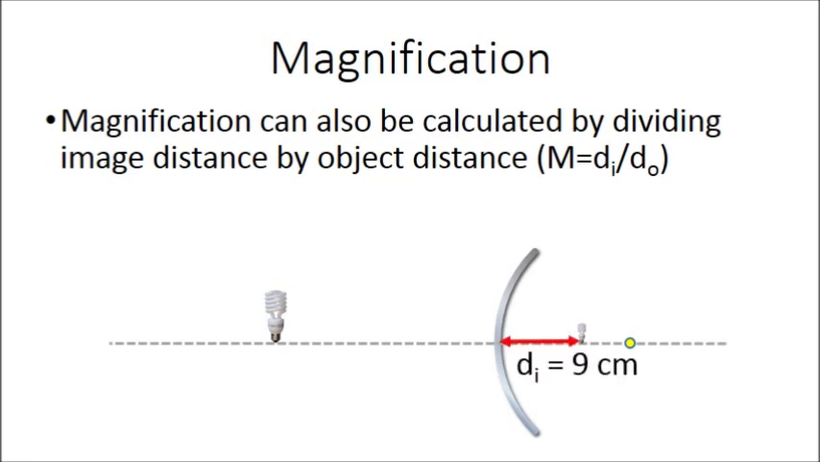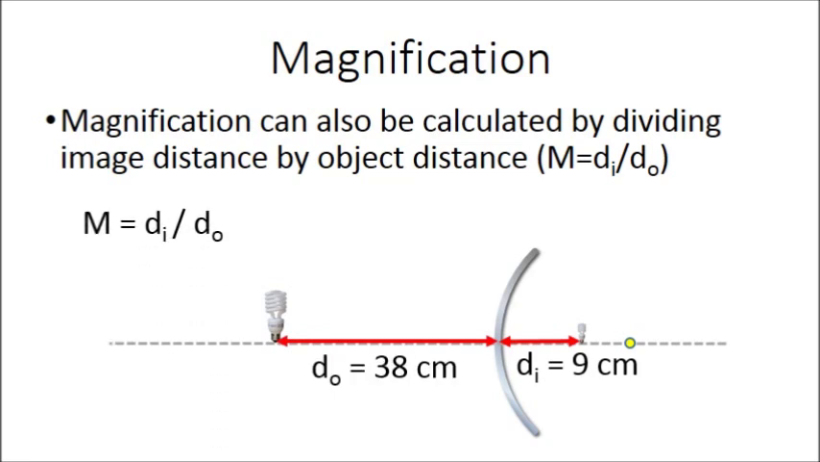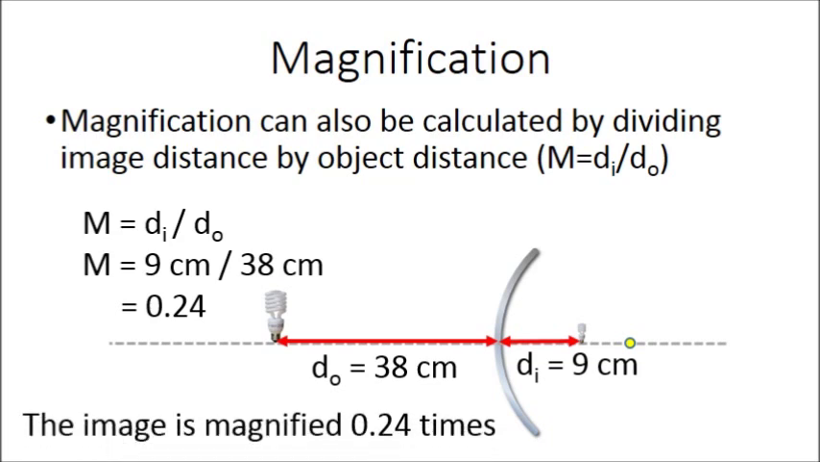Let's calculate magnification now using the distance. So the image distance from the vertex there is 9 centimeters. The object distance is 38 centimeters. So we'll do DI divided by DO. That's 9 divided by 38. That gives us 0.24, which means our image is magnified 0.24 times. And since it's a decimal, since it's less than 1, that means that our image is actually smaller than our object. If it was greater than 1, then it would be bigger. Okay, so that's how you do magnification.